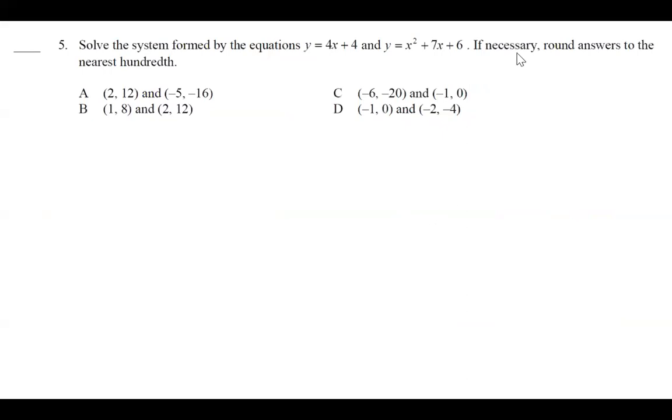Number 5, solve the system formed by the equations y equals 4x plus 4 and y equals x squared plus 7x plus 6. If necessary, round answers to the nearest hundredth. Okay. Now, let's imagine that we just don't know what the solutions are, so we don't have anything given. What we're going into, guys, are our systems of equations. We have a linear and a quadratic equation that are going to intersect at 1 point or 2 points or no points. And we're going to see where exactly the solutions or those points are.